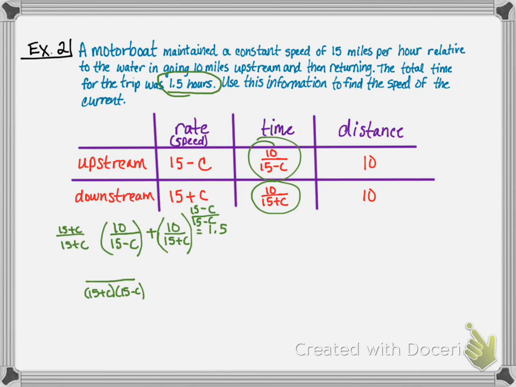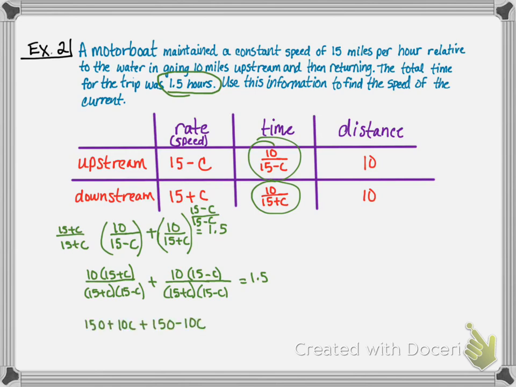My numerator for my first term is 10 times 15 plus c. And for my second fraction, it's the same denominator. And here my numerator is 10 times 15 minus c. And my right-hand side is still 1.5. Okay, we got a common denominator. Let's distribute everything and combine into one fraction.